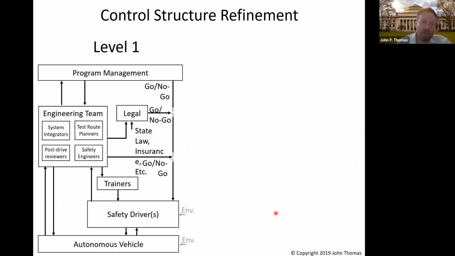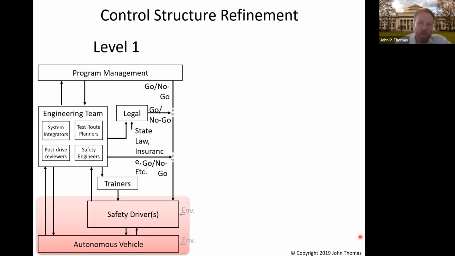Here's a level 1 control structure for an autonomous vehicle. The autonomous vehicle is way down here in this box. We're looking at these high-level control loops. Program management is going to have a go, no-go decision. What kind of feedback are they going to use to make that decision? There are some really important control loops here that never get analyzed, unfortunately. Let's call that a level 1 analysis.